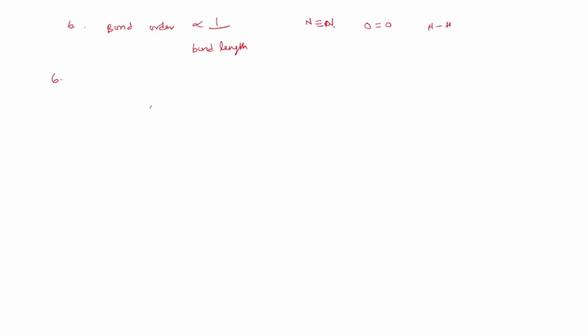Nitrogen has more bond order, but bond length will be less. Understood? That is why we say bond order is inversely proportional to bond length. Understood? Right. Next one.